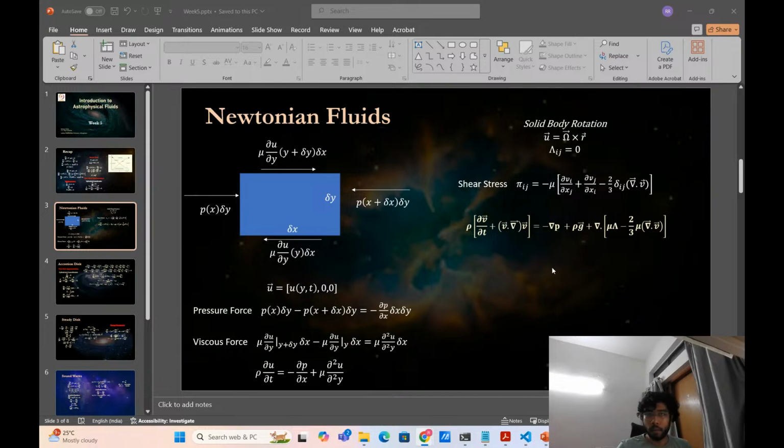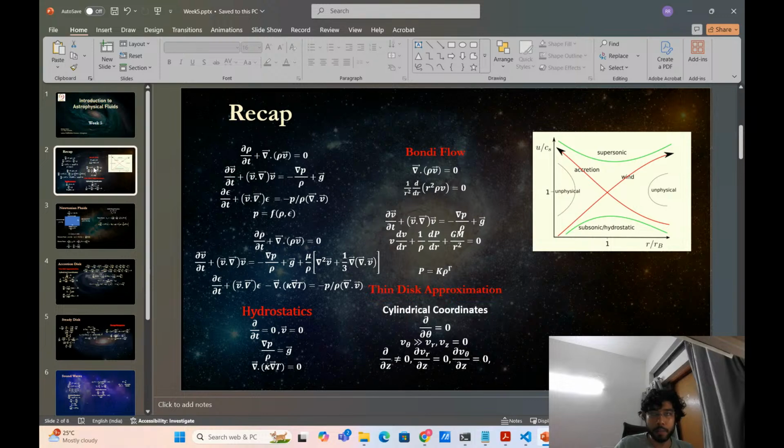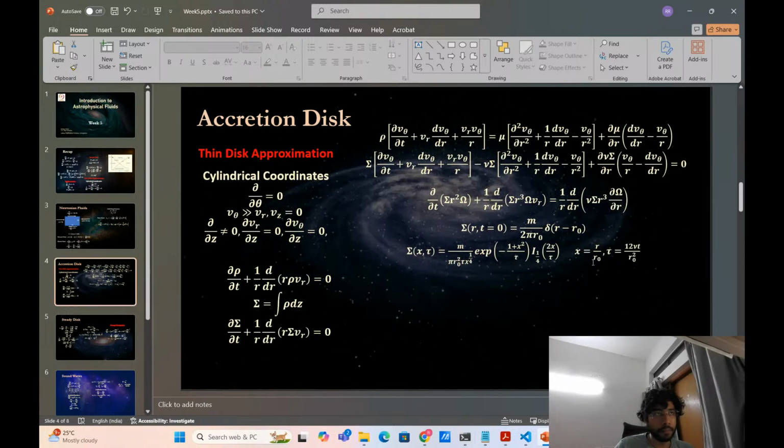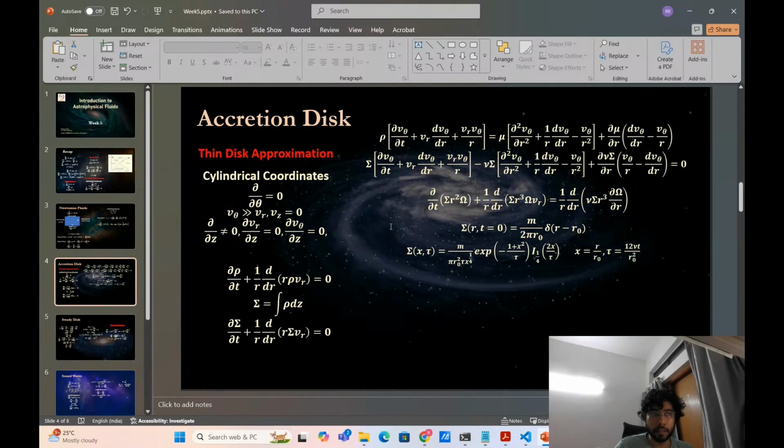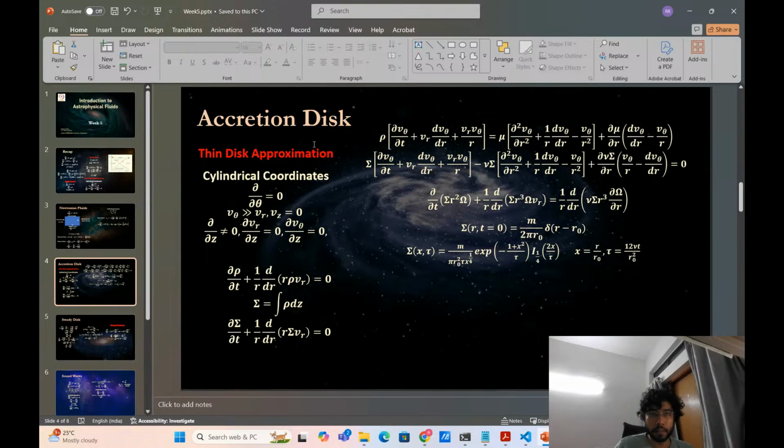Okay, so that was a little detour, but what we will do now is try to use the thin disk approximation, which is over here, and apply it to the fluid equations, and see what kind of solutions we get from this. Okay. Any questions so far? All right.